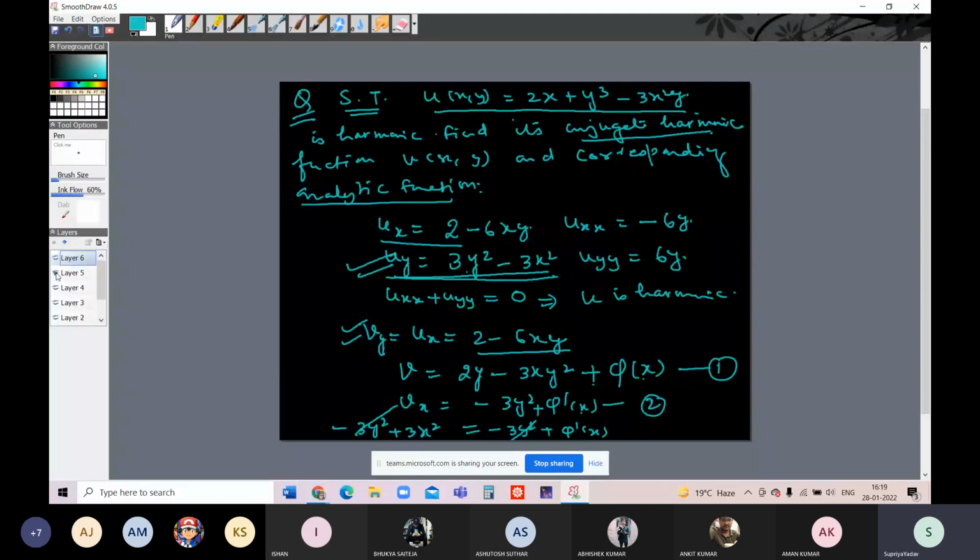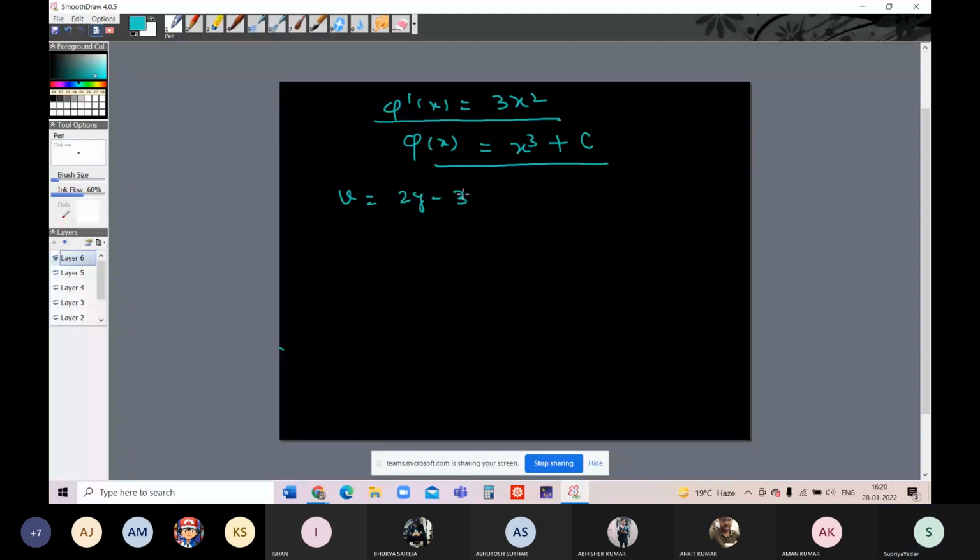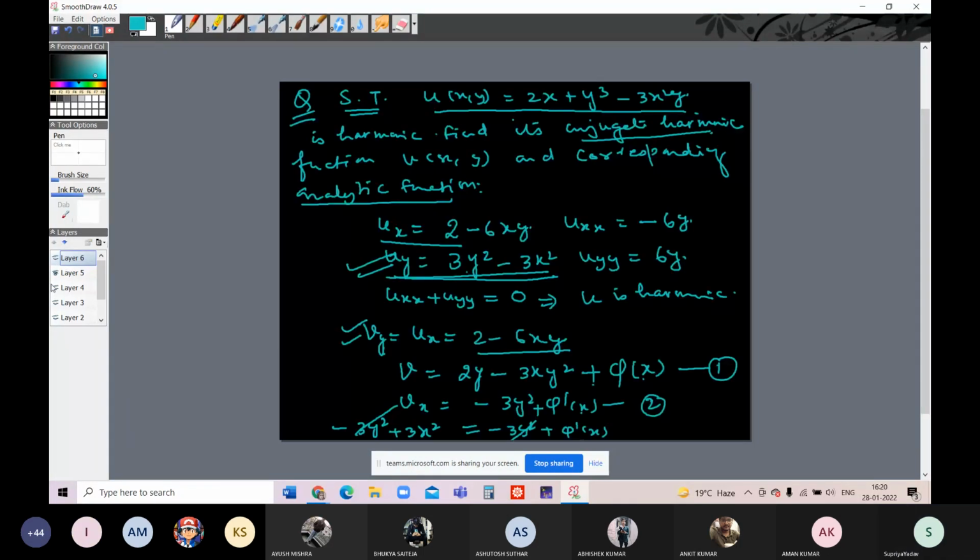It was v equal to 2y minus 3xy square plus phi x. Please show the previous slide once again. Yeah. 2y minus 3xy square plus phi x. In place of this phi x, we will substitute the value.